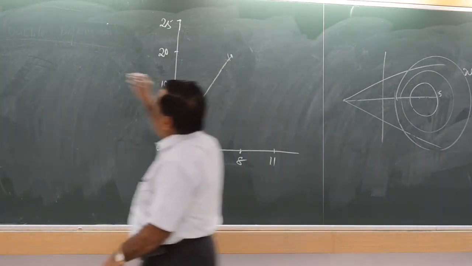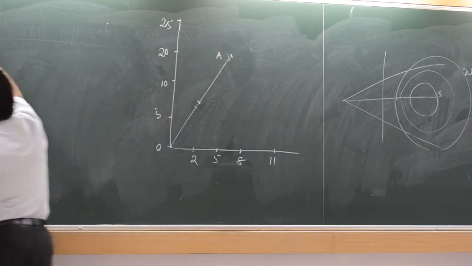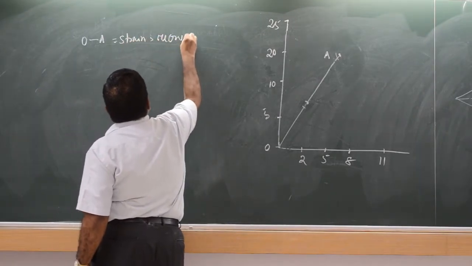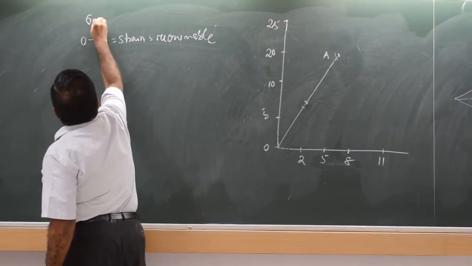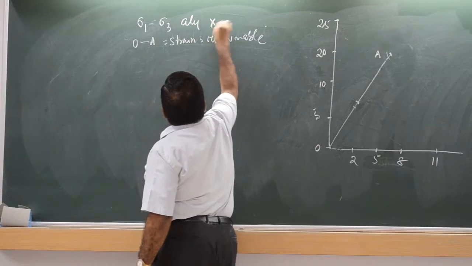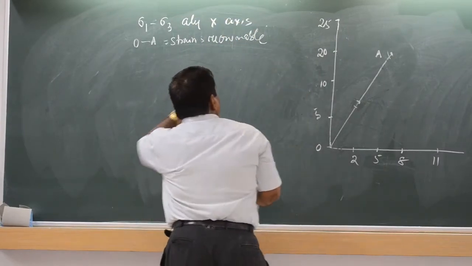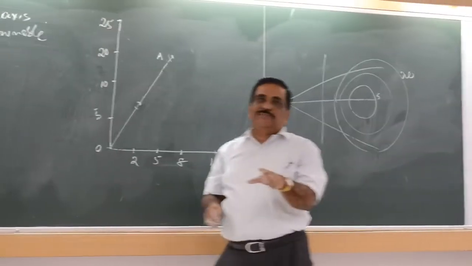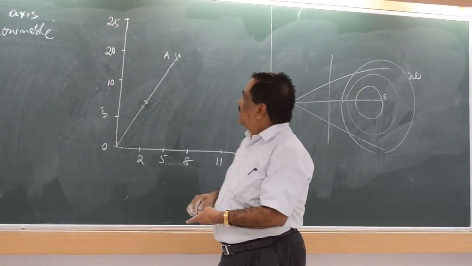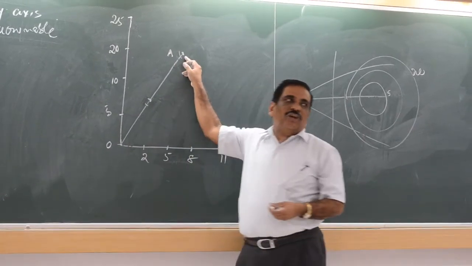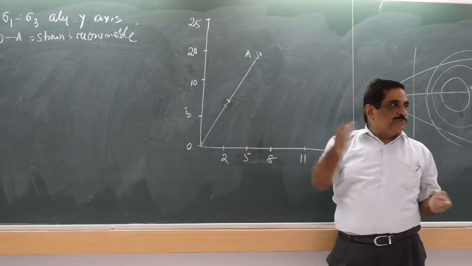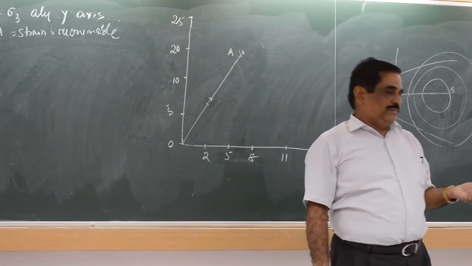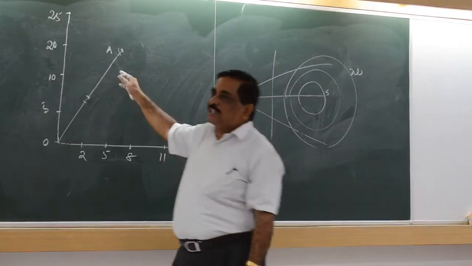Remember, from here to here, origin to A, the strain is recoverable. You write down this point. First I wrote, it is sigma 1 minus sigma 3 along the x axis. This one is called x, and y. Along the y axis you are taking sigma 1 minus sigma 3. Understand the y? Then I am telling, up to this, rock does not fail. Means, if you remove the load, if you remove the stress, rock is coming back to its original place. So this fact in geology, you say this strain is recoverable. Coming back to its original position, strain is recoverable.